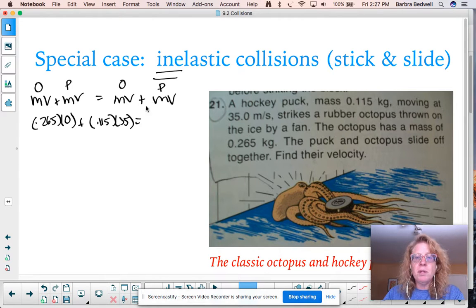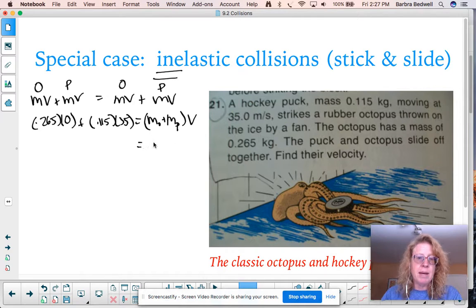So here's what you can do with these guys. What I like to do when I write these inelastic collisions, rather than having V and V here, I know that these two V's are going to be the same because they're sliding off together. So there's a single velocity for the two of these. What I like to write is the mass of the octopus and the mass of the puck, and they're going to slide off together at the final velocity, whatever that is. And that's what I'm trying to solve for.